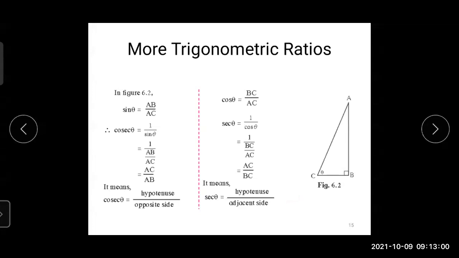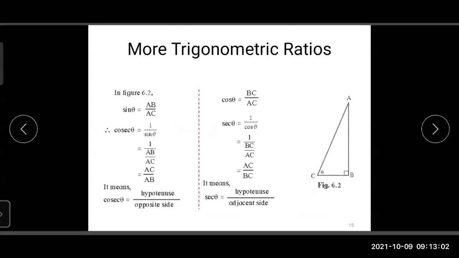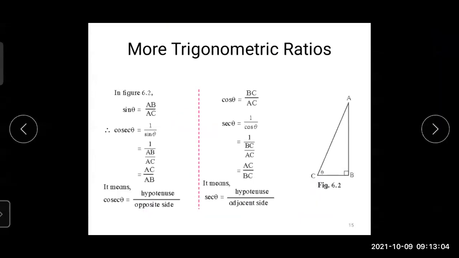Inverse means ulta. As you have already seen in sine, it is opposite upon hypotenuse. And you have to remember that cosec will be hypotenuse upon opposite. In the same way, the cos ratio you have already learned. So in that way, sec will be the inverse of it, that is sec will be hypotenuse upon adjacent.